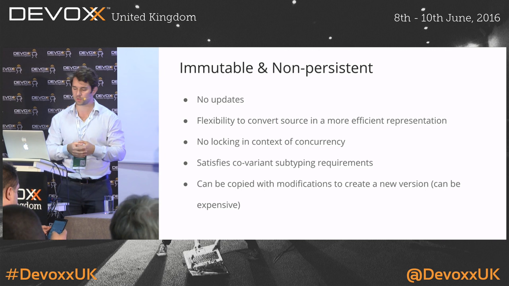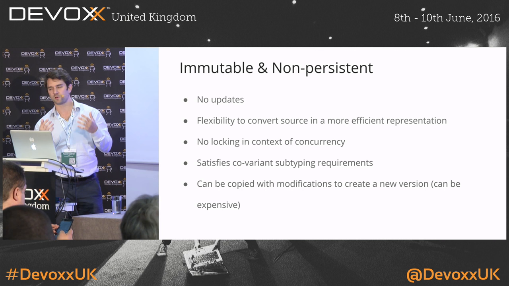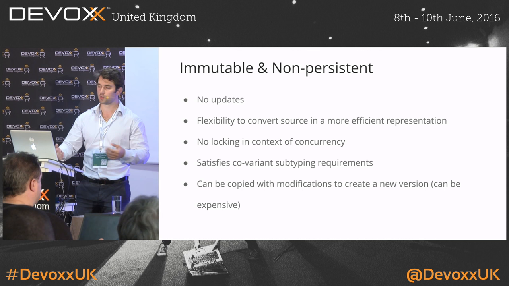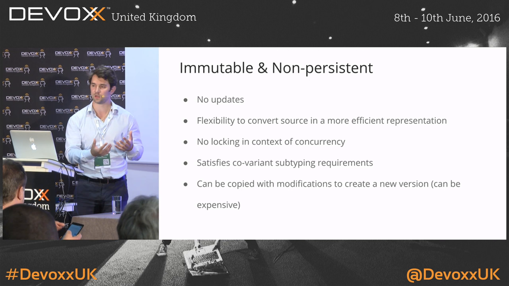That means we've got a single version of it, you can't change it, you can't have an update, so they're non-persistent. If you want to change that collection, what you can do is provide a new version, a copy of this immutable collection, and we call this persistence.